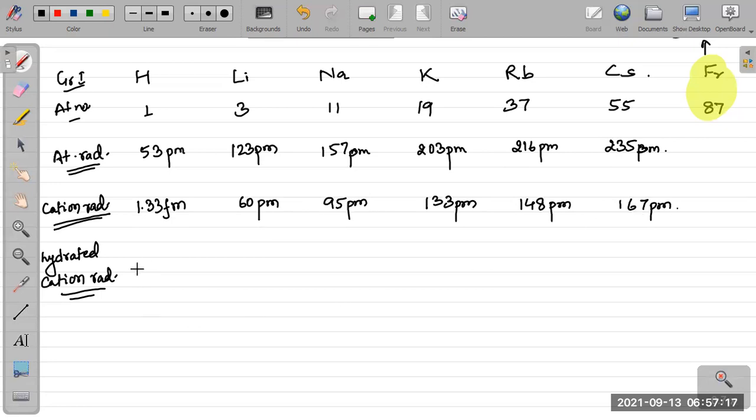Hydrated cation radius for these elements are, not for this, for lithium it is 340 PM, followed by sodium for which it is 276 PM, followed by potassium which is 232 PM. For rubidium it is 228 PM. For cesium it is 227 PM.